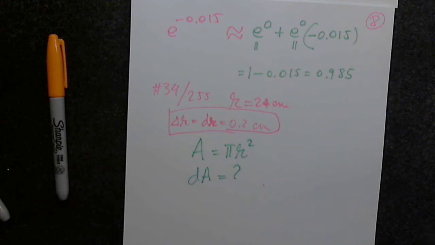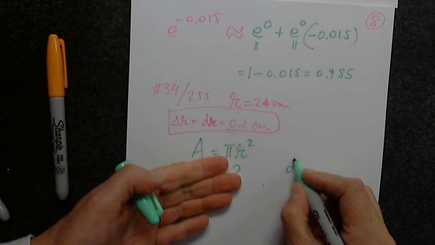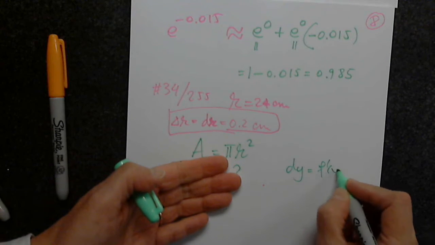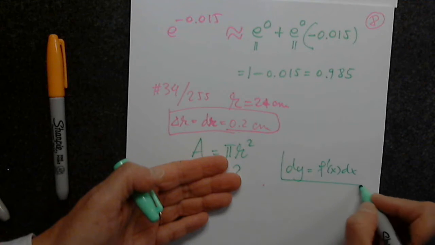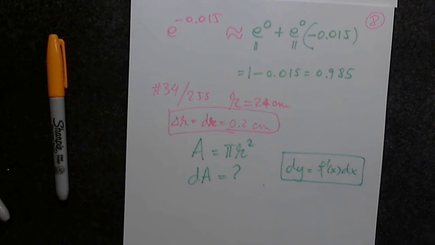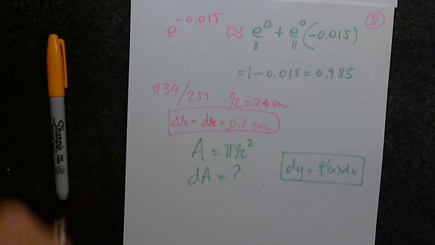How do I find dA? Remember, this is like dy, or f prime of x dx. This is the formula for the differential, not the exact difference, but the differential using the derivative. That's why I think they put the two words together, derivative with difference, and they said differential instead of the exact difference. Good. So then, now what?